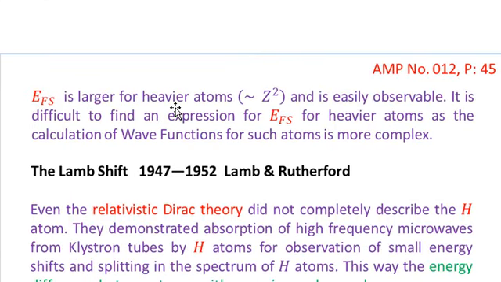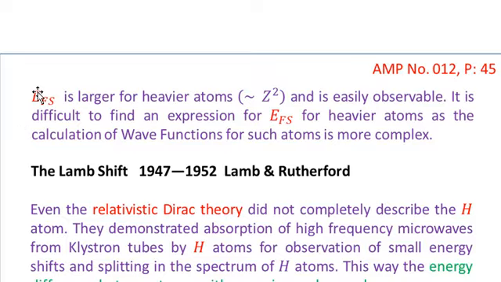So if you express this EFS in terms of the quantum numbers, you can say that EFS, that is the fine energy splitting, is larger for heavier atoms, and it goes as Z to the power 4, as I have just explained, and is easily observable. So you see that the fine structure splitting varies with Z to the power 4. So for heavier atoms, this fine energy splitting can easily be observed.